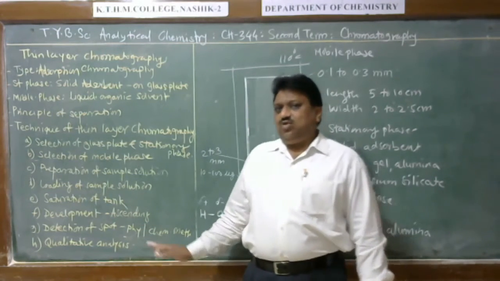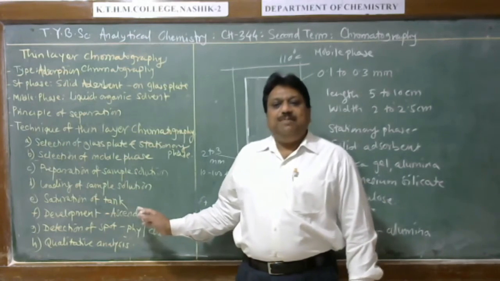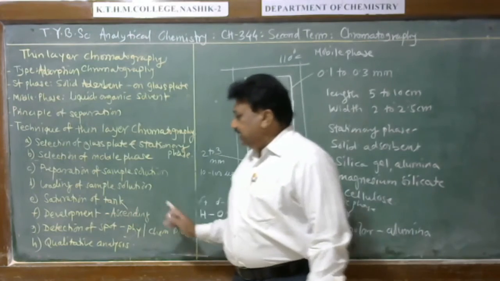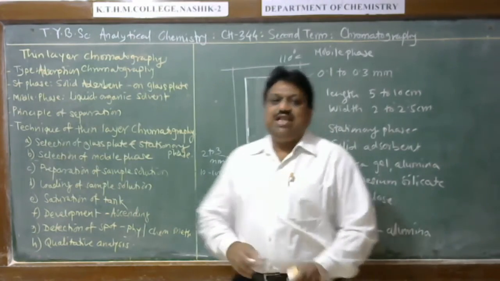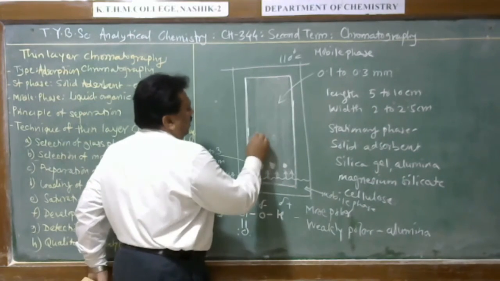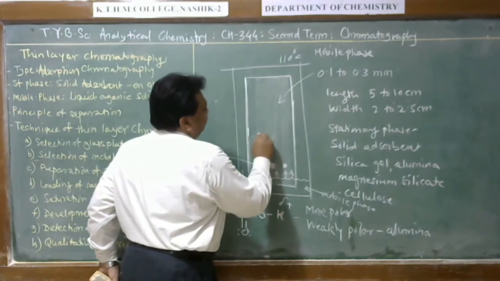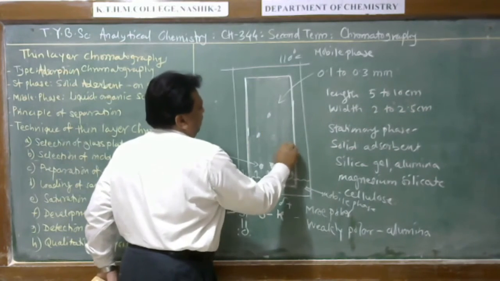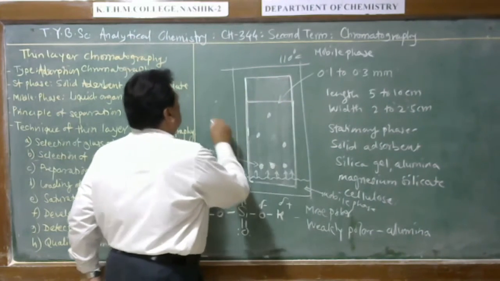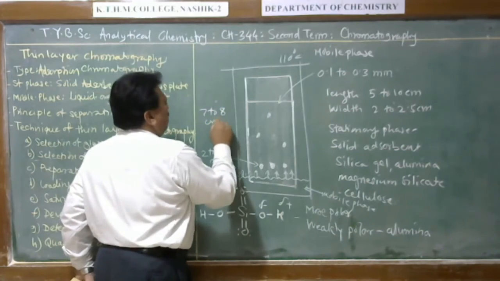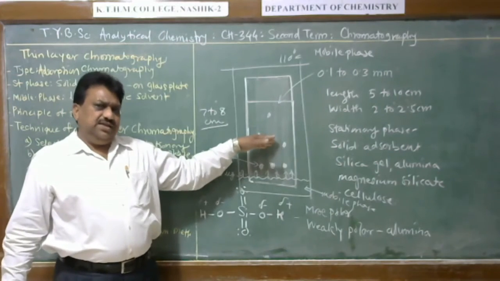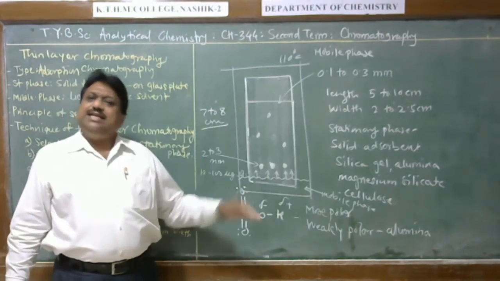In thin layer chromatography, no descending development is carried out. In thin layer chromatography, only ascending development is carried out. When this solvent moves in an upward direction, it dissolves the sample components and carries them on the glass plate or on this stationary phase in this fashion. And when the solvent reaches about 7 to 8 centimeter from the baseline, then we can say that the development is finished or the chromoplate is developed.